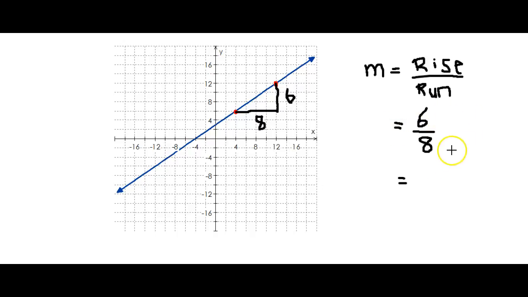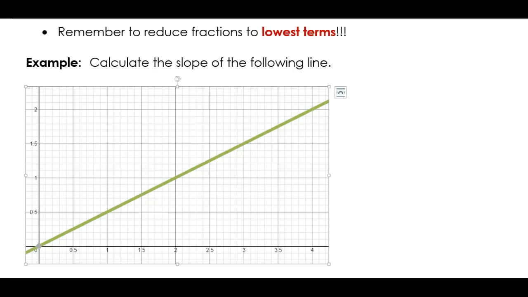So to reduce this fraction to lowest terms, I'm looking to see what the lowest value is that both the top, the numerator, and the bottom, the denominator, can be divided by. And I can see that both of those can be divided by 2. So I'm going to divide my numerator and my denominator by 2. And when I do that, I have a nicely reduced value for my slope. So that gives me 3/4. So the slope of this line is 3/4. And I'm done. So here's a friendly reminder to reduce your fractions to lowest terms.